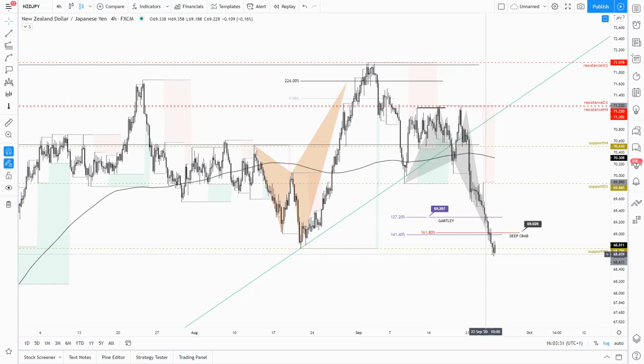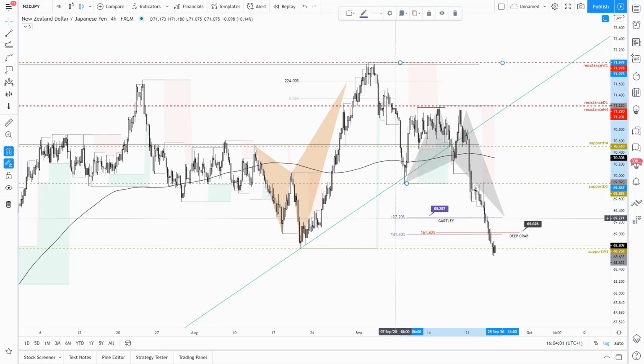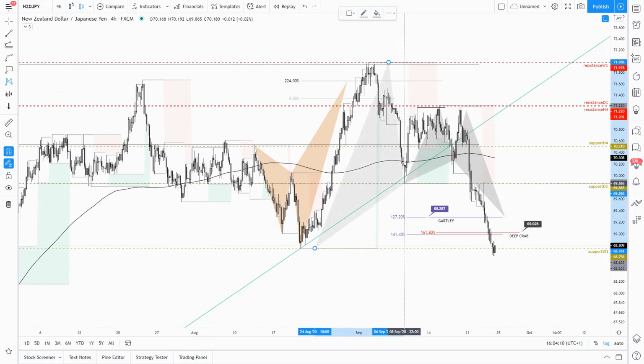the yen, but this one already trading beyond the deep crab pattern completion point, which was projected at 69.02, the 168 extension there. There was initially one Gartley pattern projected at 69.28, one eventual Gartley pattern there. Actually, not a Gartley pattern, let me just correct this. This is exactly the Gartley pattern, but a major one. Correct. 127 extension.